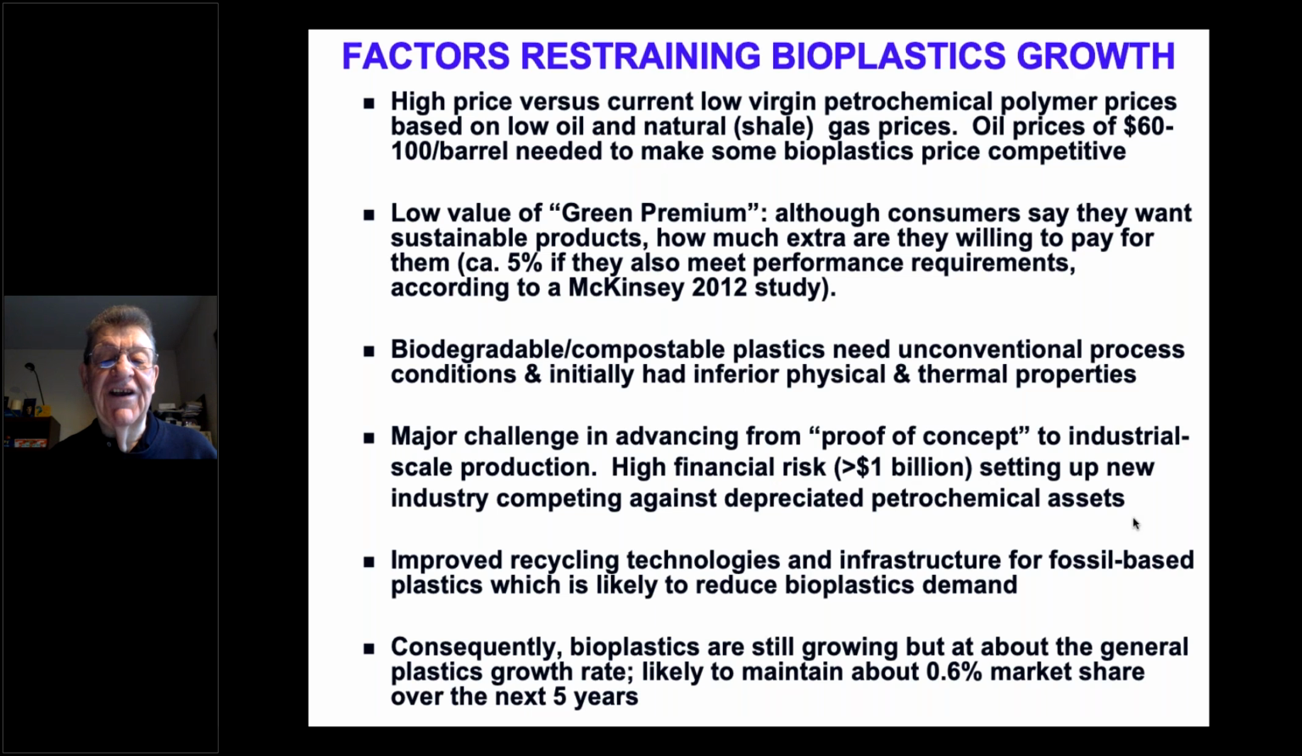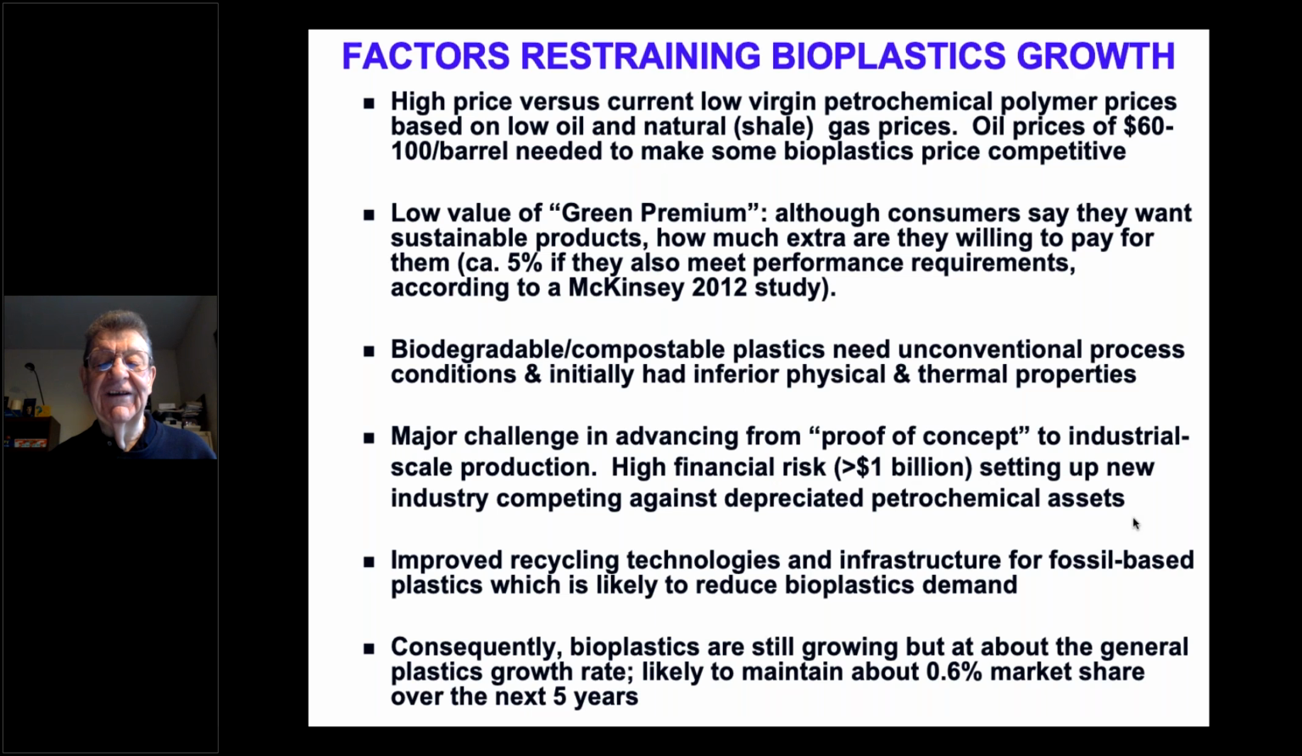There's a major challenge in going from proof of concept to industrial scale production, the well-known valley of death for startups. Quite a few small companies have gone out of business trying to go over that with bioplastics. There's a high financial risk in setting up a new industry competing against depreciated petrochemical assets.